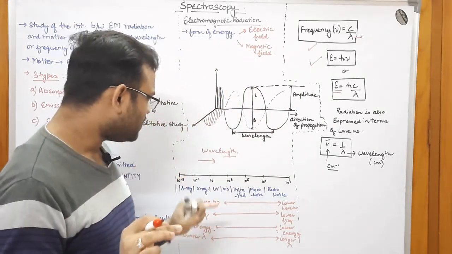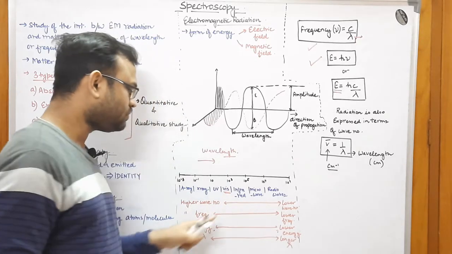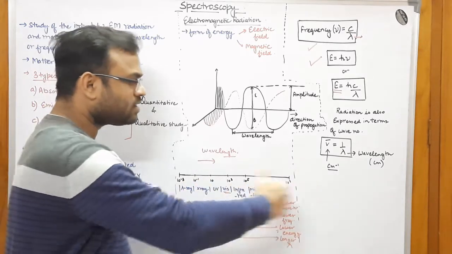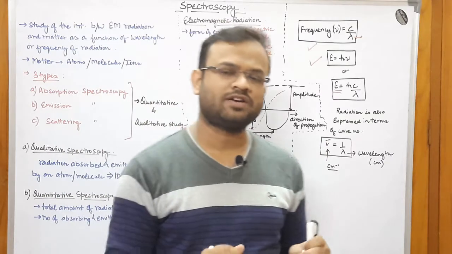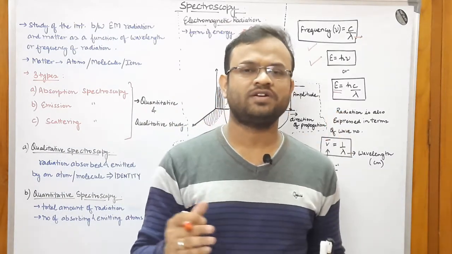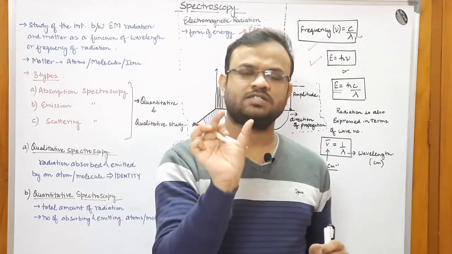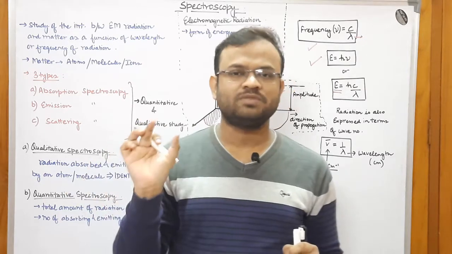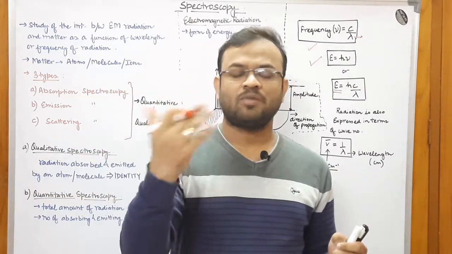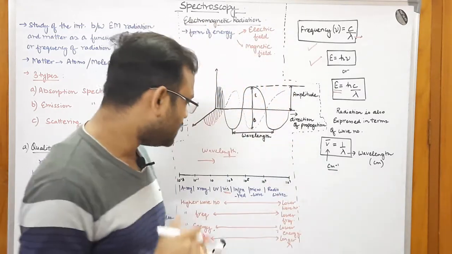Okay, so this we have understood. You can see over here, this is the visible region. This comprises a very short portion of the entire electromagnetic spectrum. Our visible region comprises only a small portion. 400 to 700 nanometer is the spectrum that comprises your visible region, VIBGYOR, the components of the colors that you can see with your naked eye.